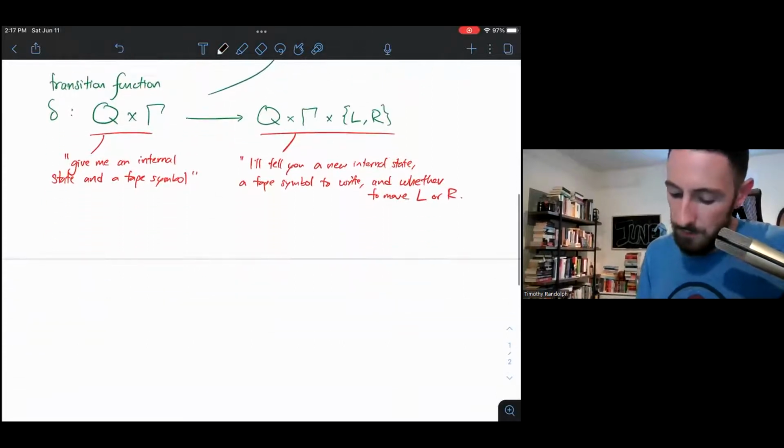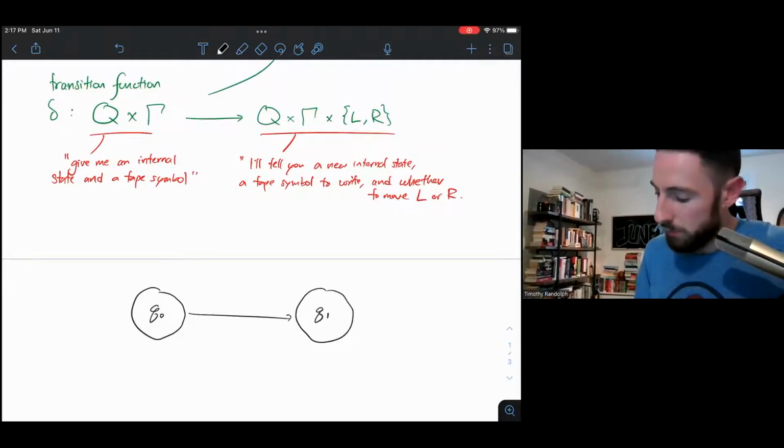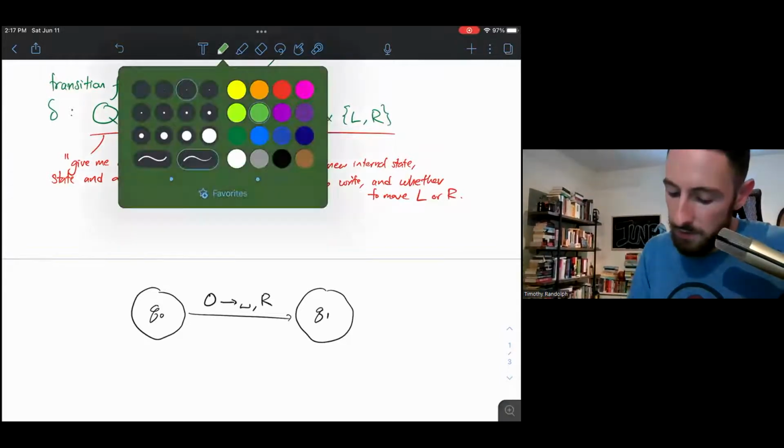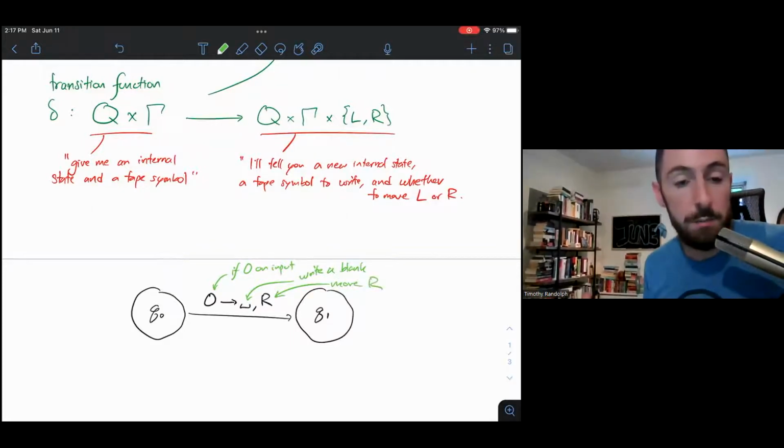And it is possible to draw a Turing machine state diagram. So, I can draw my internal states and I can draw transitions between them. If I write something like 0, arrow, blank symbol, comma, R, I would read this transition as: if I read in a 0 where I'm looking on the input tape, then I will write a blank and move right. So this corresponds precisely to my transition function.